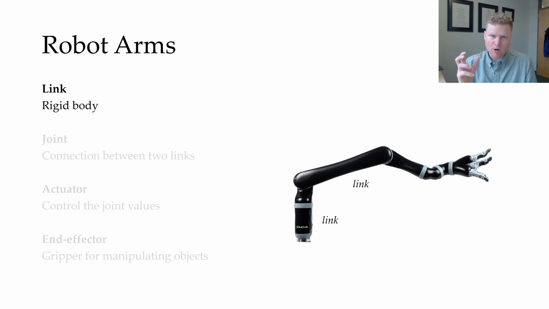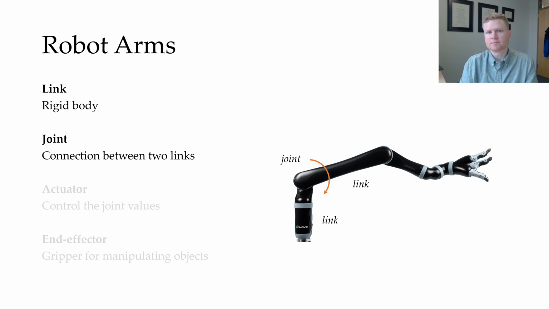Now, the main component of a robot arm is something called a link. And a link is just a rigid body. In this class, you can think of a link as something that does not deform, does not change shape. It's just a block moving in space. And we're going to connect each of these different links to make the body of our robot arm.